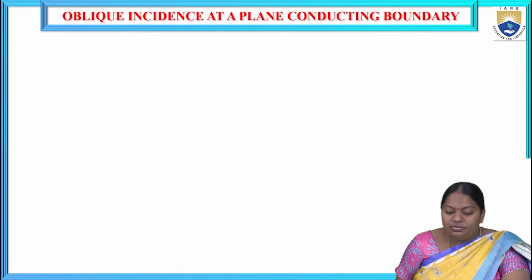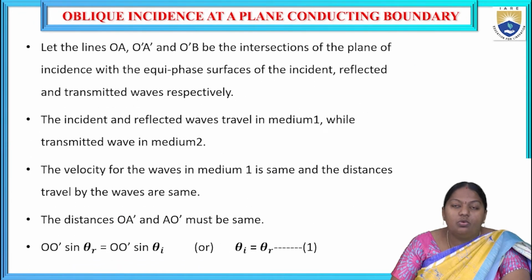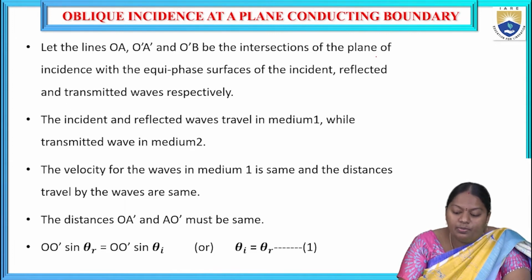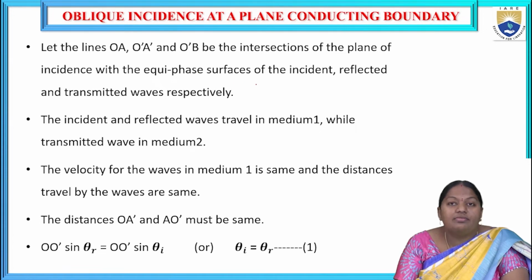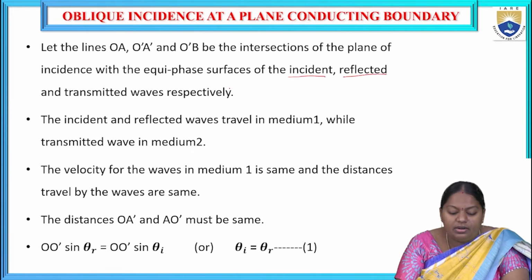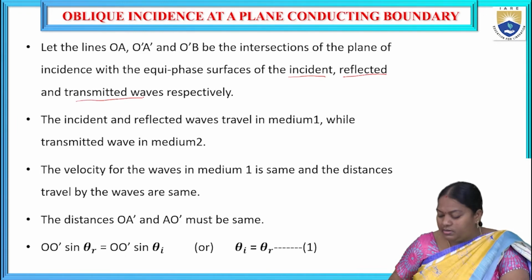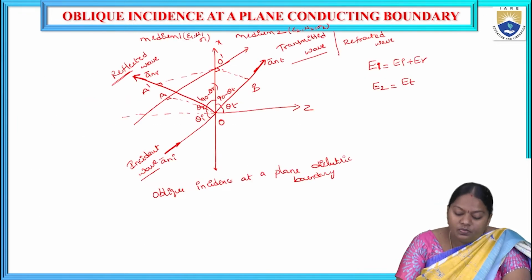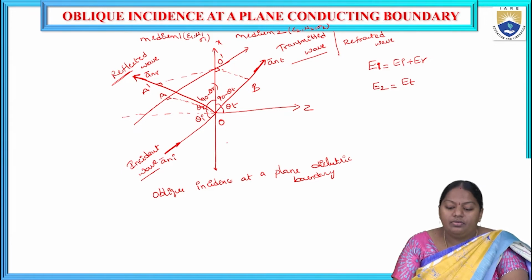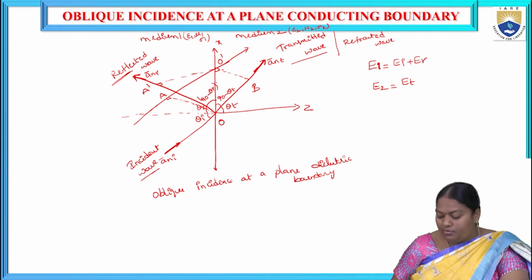Okay, to derive that, first see, let the lines OA, O dash A dash and O dash B be the intersections of the plane of incidence with the equiphase surfaces of the incident wave, reflected wave and transmitted wave, right? From this figure, OA, this dotted line, represents one intersection, that is for the incident wave, and A dash O dash is for the reflected wave, and O dash B is the intersection for the transmitted wave, right?